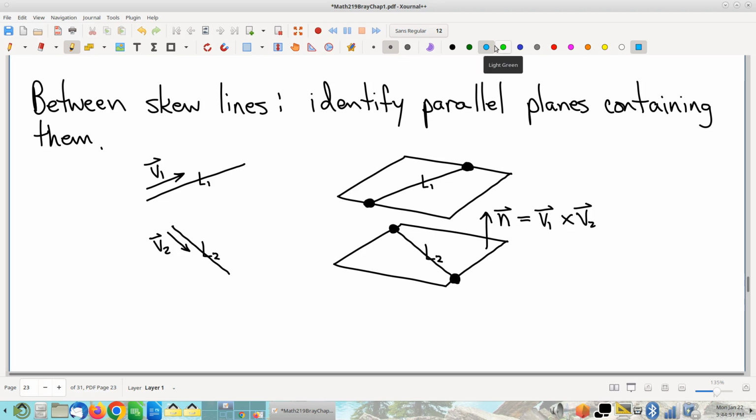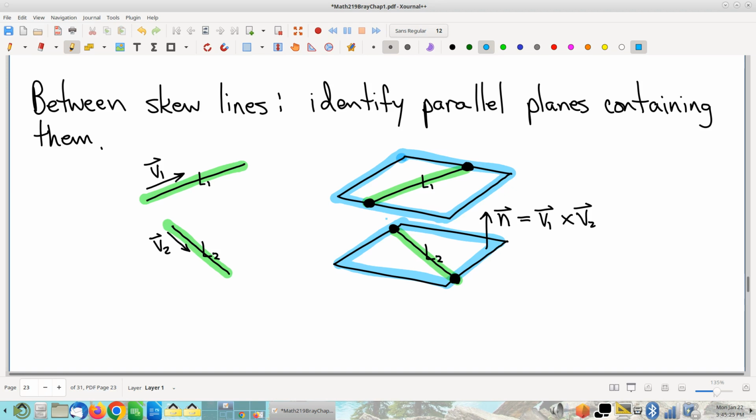Beautiful observation. If you have two skew lines, I claim you can always put those two skew lines inside of parallel planes. You can always do that. It seems a little too good to be true, right? The whole point of skew is that the lines have nothing in common. So how can I just assert that there will always be a pair of parallel planes that does this?